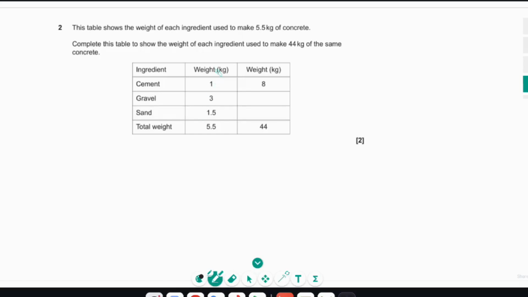Okay, we can already see here from the weight of the cement we're multiplying by 8. I'm just going to check that here. 5.5 times 8 is 44. So to get the gravel, we do 3 times 8, which is 24. Just use your calculator. 1.5 times 8 for the sand is 12.